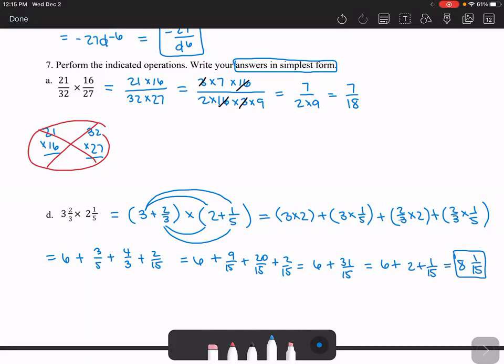I'm pretty sure on the exam 2 version 2 key, I do it a different way. So the way I do it there is to convert each of these mixed numbers to improper fractions. So our multiplication 3 and 2/3 becomes 11/3 and 2 and 1/5 becomes 11/5. And so you would multiply 11/3 and 11/5 together. So that process is a lot shorter.